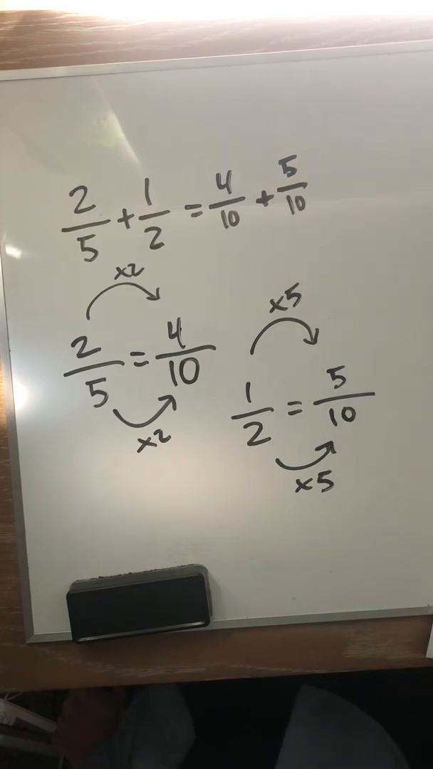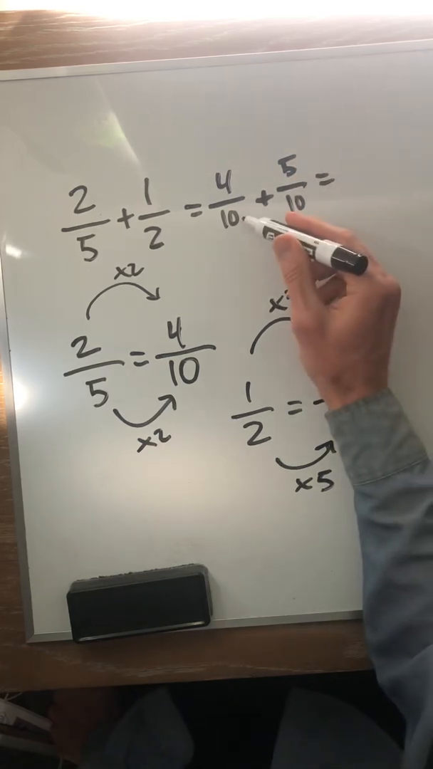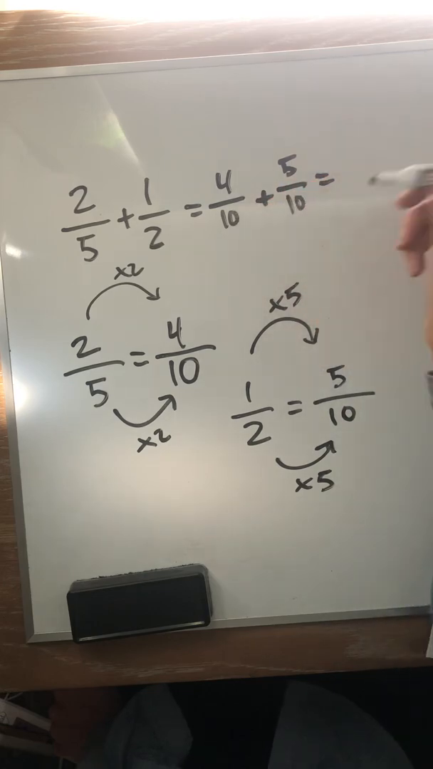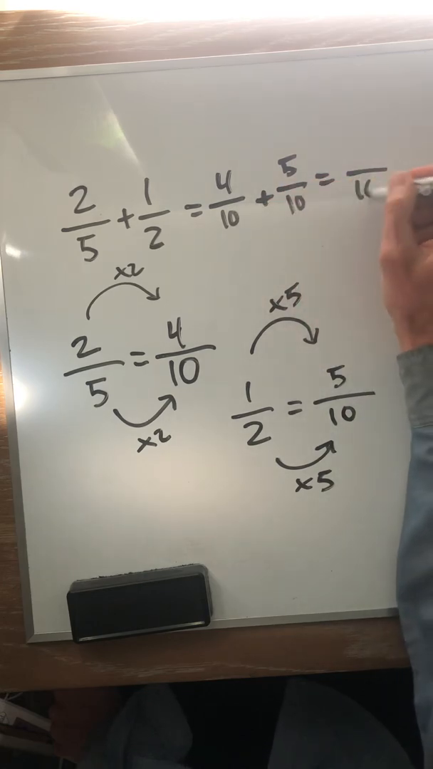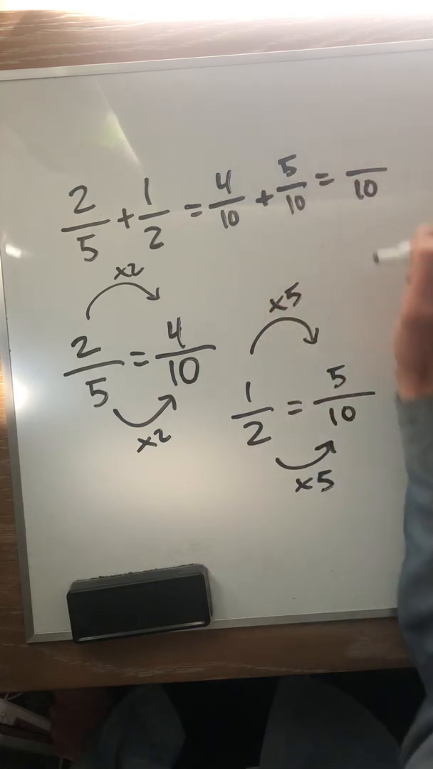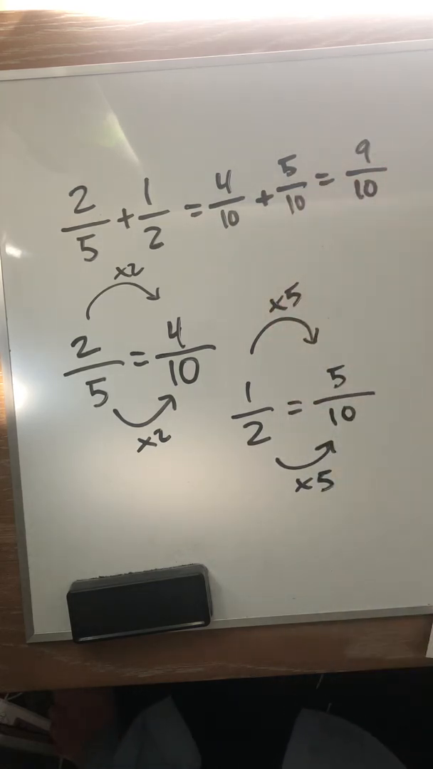Now it's easy peasy, right? We're still talking about tenths. If they're the same thing, you just add them right up, straight across. So, okay, we're talking about tenths, I know that. But how many? Well, 4 plus 5. What's 4 plus 5? 9.